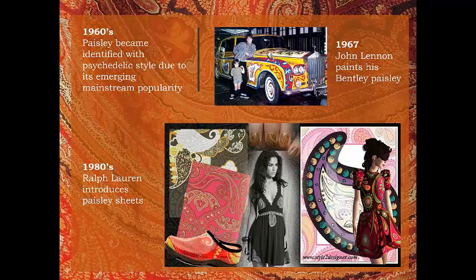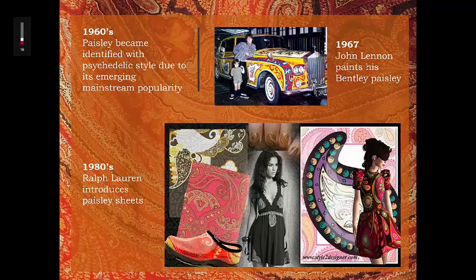But then the Beatles come on the scene. The summer of flower power. John Lennon paints his Rolls Royce, this is his Rolls Royce that he painted. He also painted his Bentley with the Paisley designs. And it took on this sort of pop culture, more psychedelic image to it, if you will. And it became more mainstream.